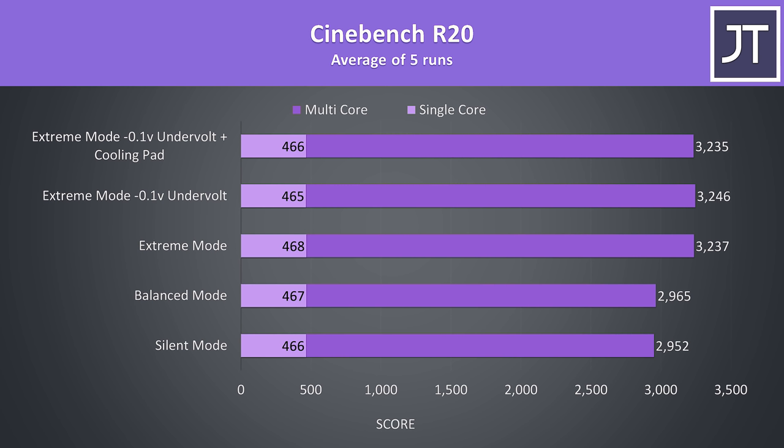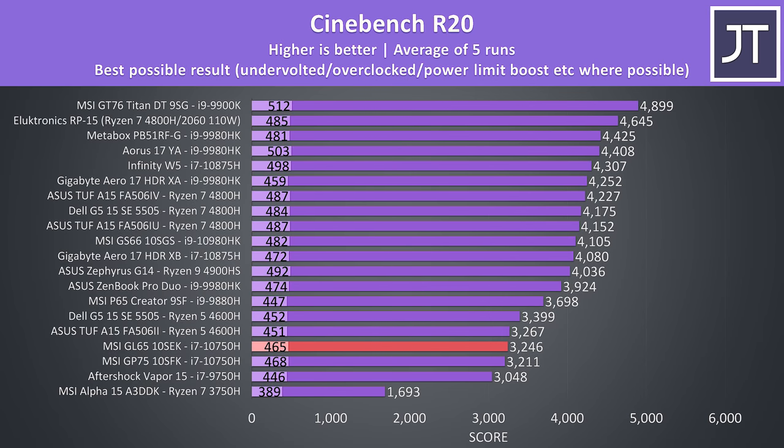I suppose this test isn't as demanding as the stress test previously, as we're now getting similar scores in extreme mode as using the undervolt or cooling pad. This is how the score stacks up against other options. So, getting beaten by cheaper Ryzen 5 4600H laptops. If processing power is your preference, you might want to look there.